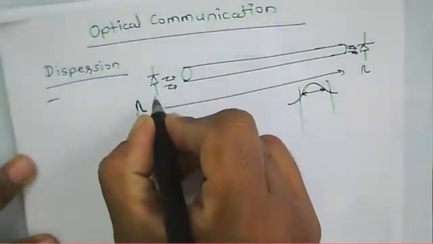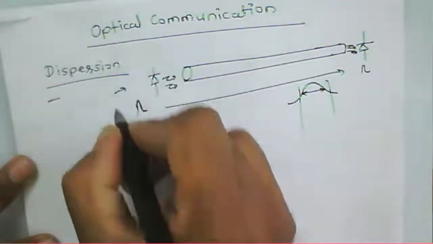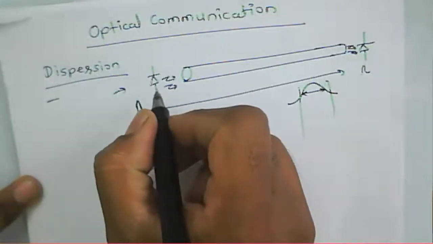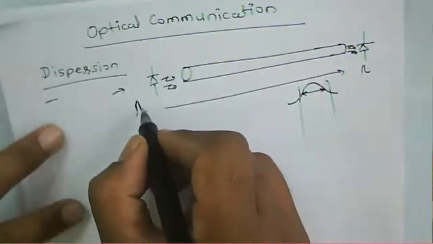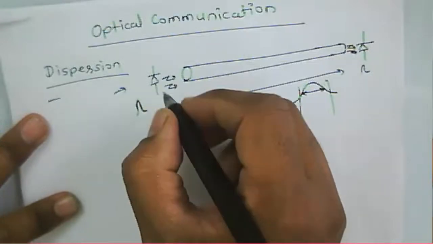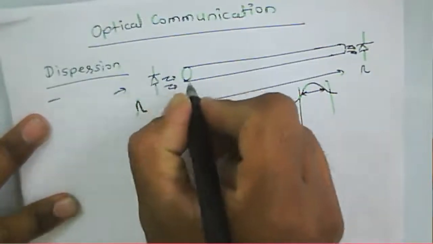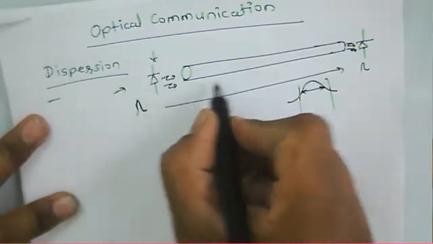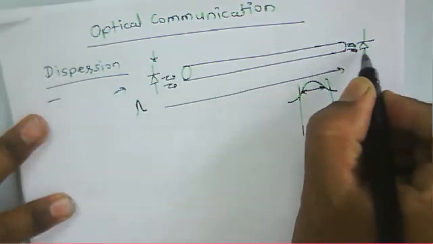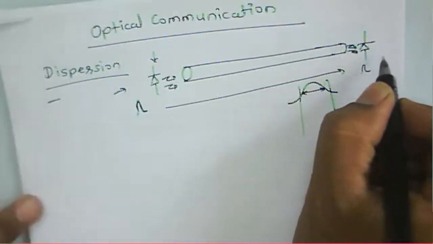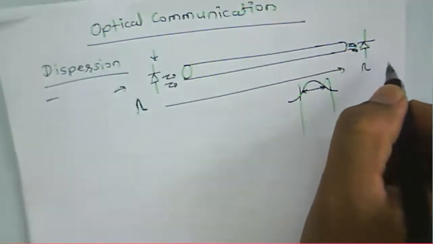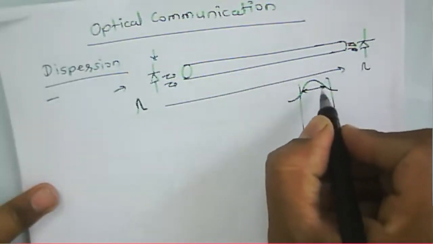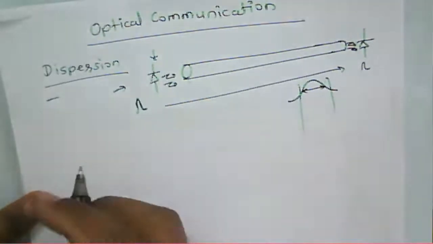Generally, at the source, whichever information we have, 1 or 0, is converted into a current pulse, and then the current pulse is converted into light. The light travels along the fiber and is received here, and then conversion takes place and we get the same current pulse. Since the length of the fiber is large, the broadening of the pulse will be large.